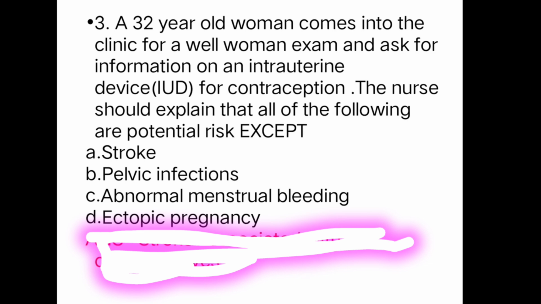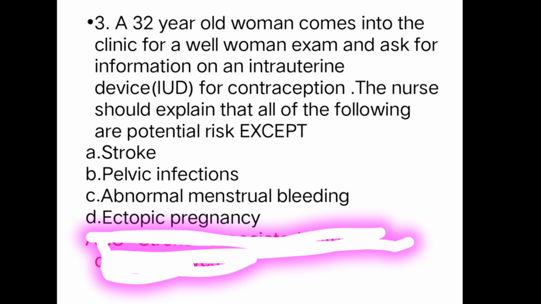of IUD. Abnormal menstrual bleeding, yes, of course, it is a potential risk for IUD. Ectopic pregnancy is also there. But whereas stroke is not associated with the potential risk for intrauterine device. It is associated with the oral contraceptives only.